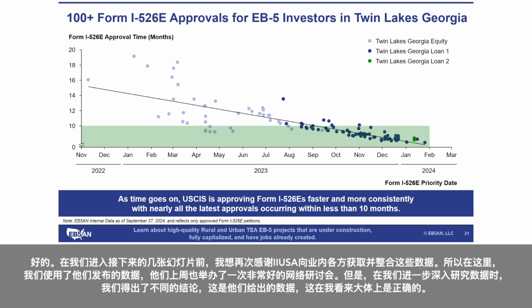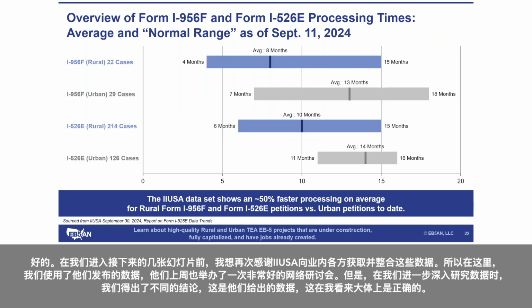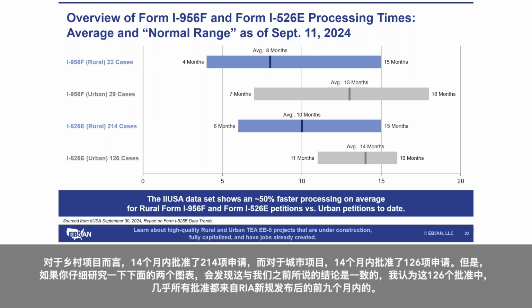Yeah. And as we move into these next few slides, IIUSA, thank you again for putting together and reaching out to the industry and gathering data. So here we pulled in the data that they have, and they had a very good webinar last week, I believe, on this, but we come to different conclusions when we dive into the data a little bit further. This is the data that they were given, and this looks generally right to me. So rural, there's 214 cases approved versus 126 of those high unemployment urban in an average of 14 months.